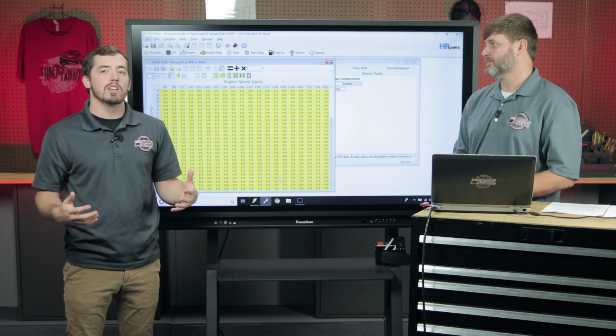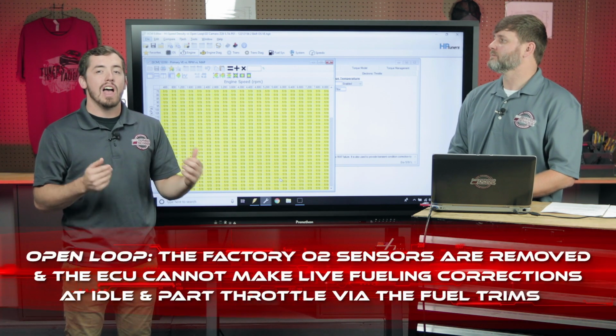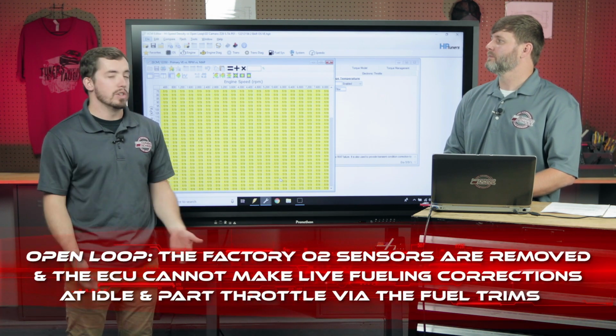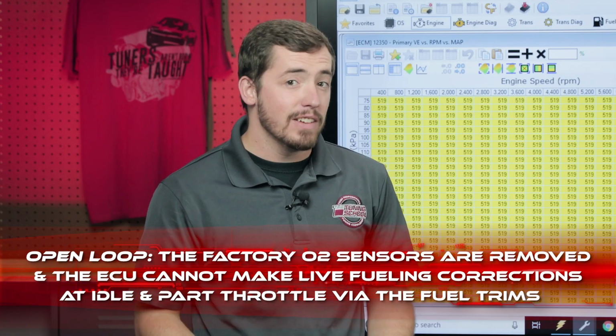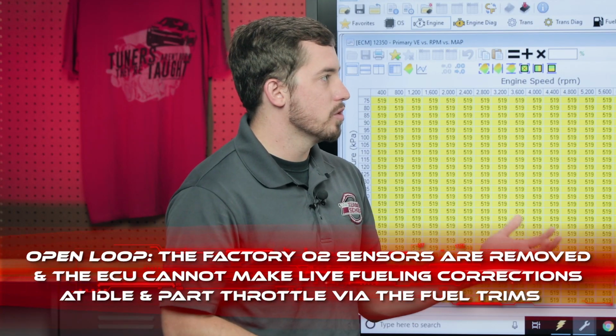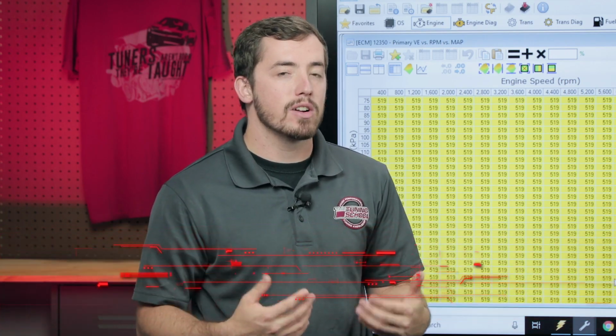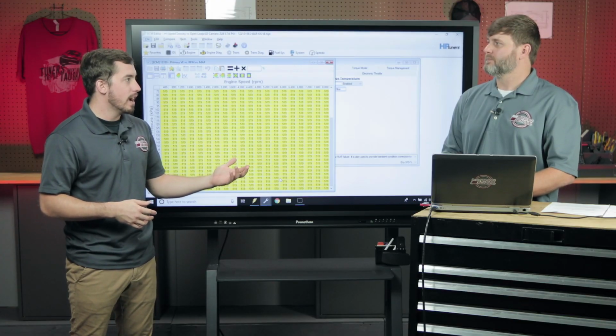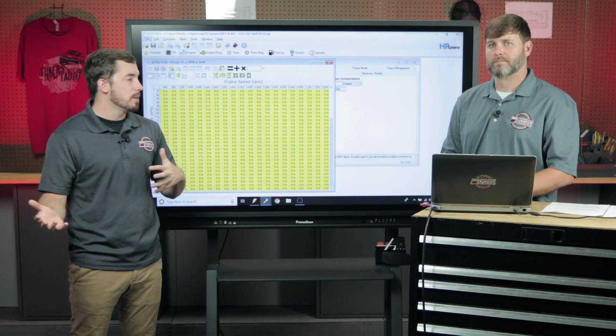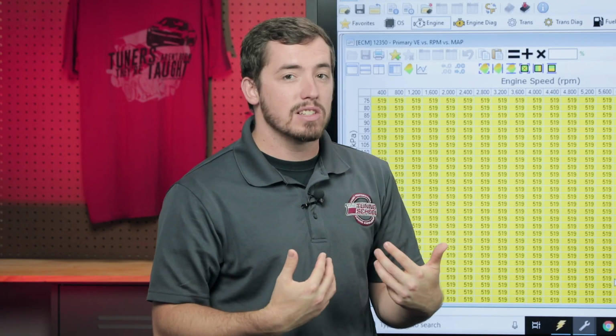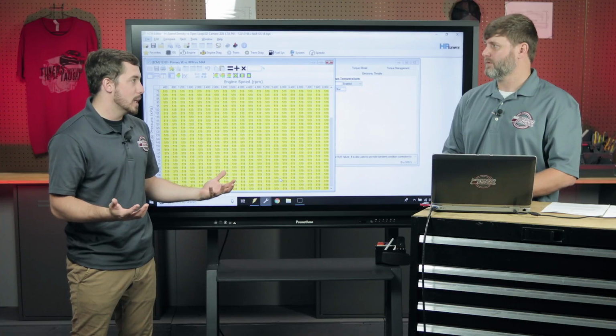So the way we define open loop is you've turned off or removed your factory O2 sensors. Specifically, that's your primary O2 sensors, the ones that come before the catalytic converters. Those are the ones controlling the fueling. And so you've turned them off, which means the computer can no longer make any fueling corrections. It doesn't see the exhaust coming out of the cylinders, it doesn't know if it's rich or lean, and it doesn't make any corrections.